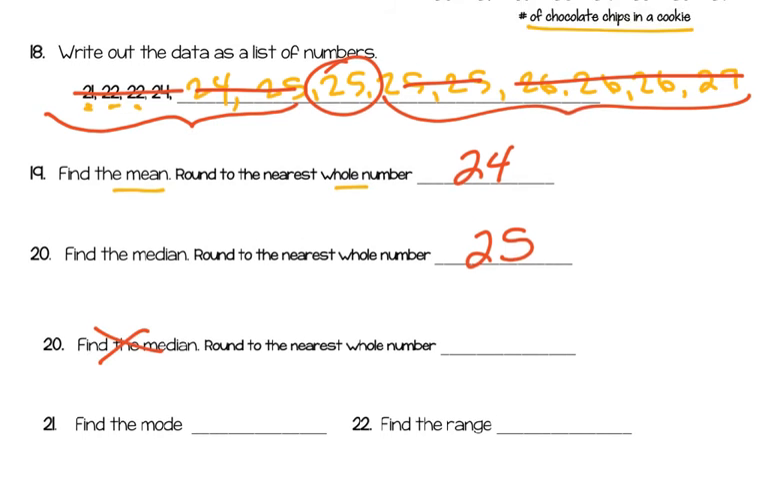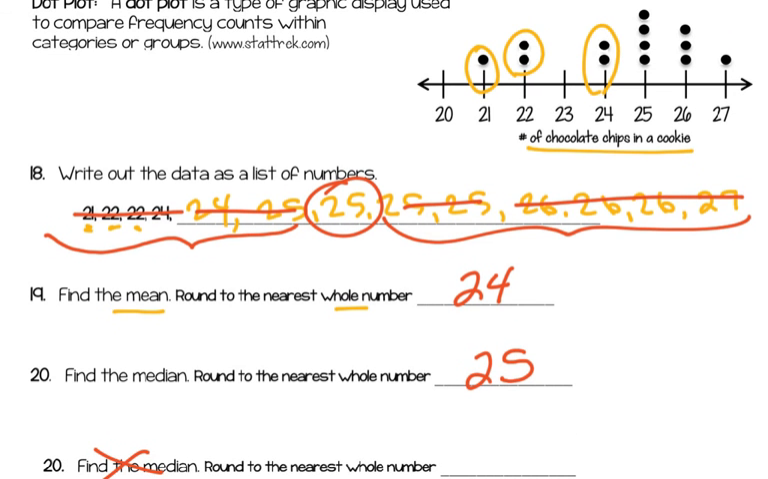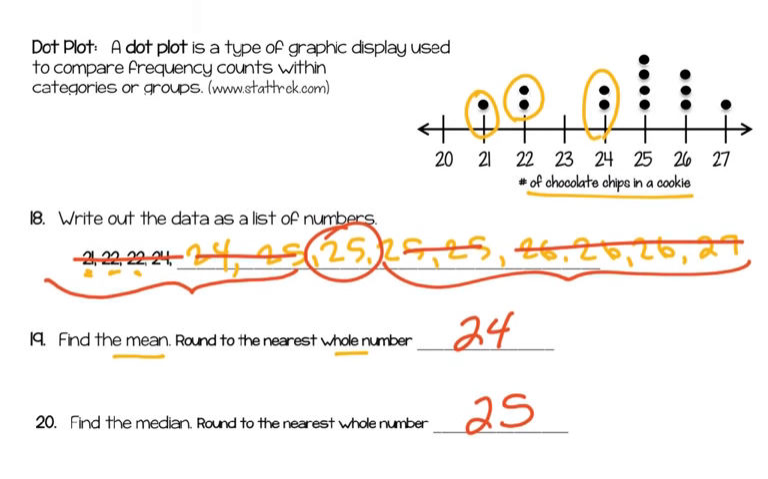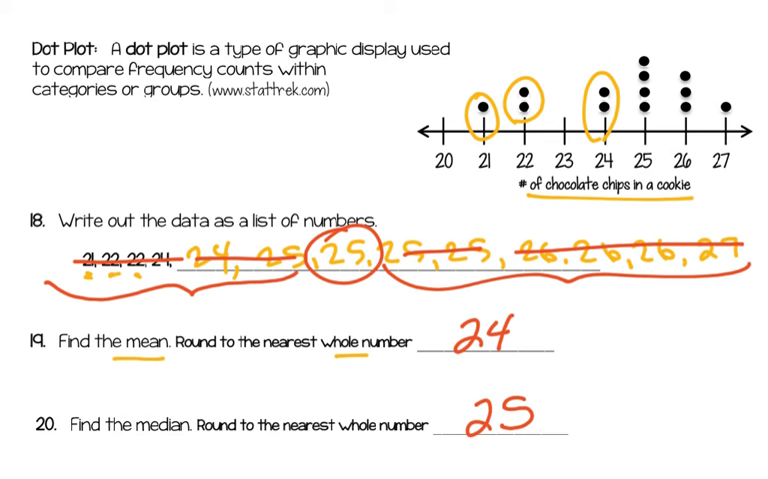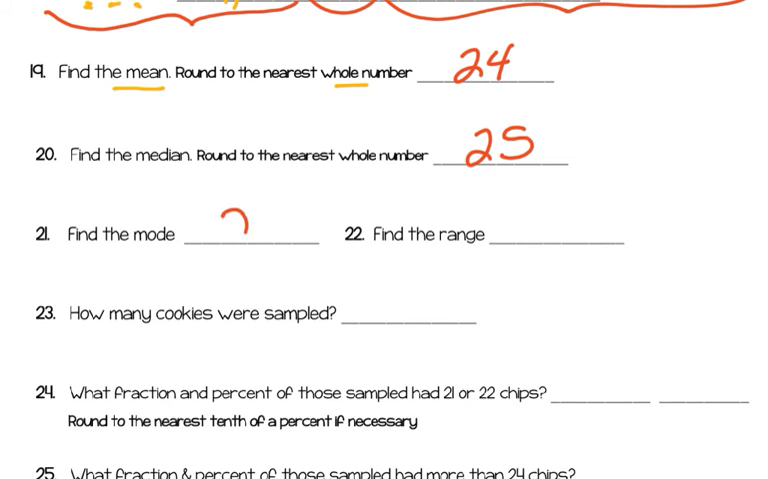Okay, find the mode. What was the most common number of chocolate chips in the cookie? If you look up here, the thing that I saw the most was 25 chocolate chips in a cookie. So that's going to be my mode. And then my range: you're going to take the highest number of chocolate chips, which was 27, minus the lowest number, which was 21, and that's going to be 6.